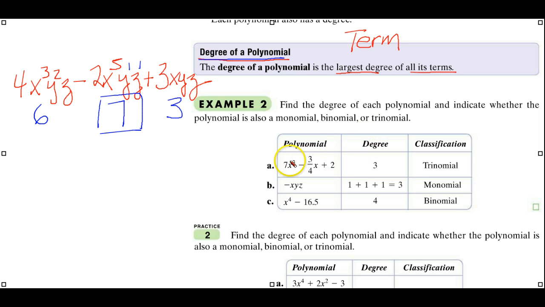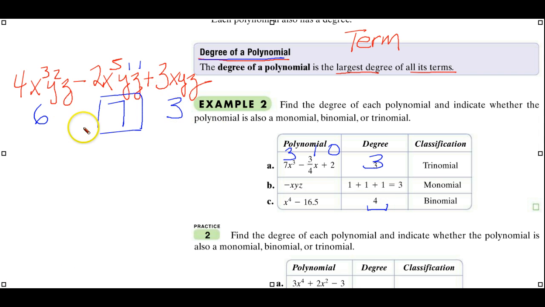So we see it down here. Trinomial: this term is 3, this is 1, this is 0. So the degree of this polynomial is 3. Now, this is a monomial. There's only the one term, so it's 1 plus 1 plus 1, 3. Now, this one is 4. This is 0. So the degree of this polynomial is the largest degree of any one term, and that's 4.